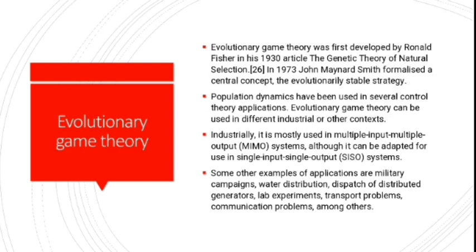Evolutionary game theory. Evolutionary game theory was first developed by Ronald Fisher in his 1930 article The Genetic Theory of Natural Selection. In 1973, John Maynard Smith formalized a central concept, the evolutionarily stable strategy.